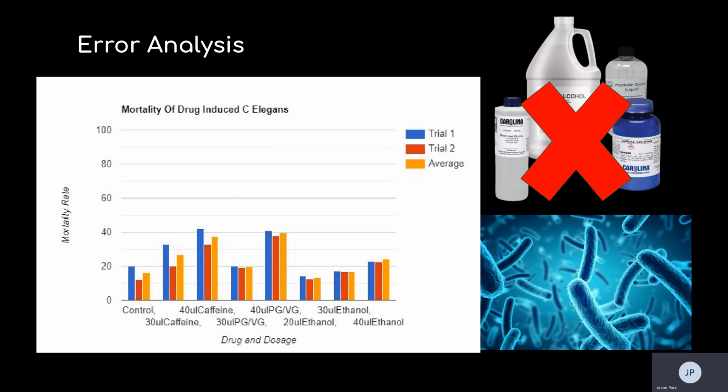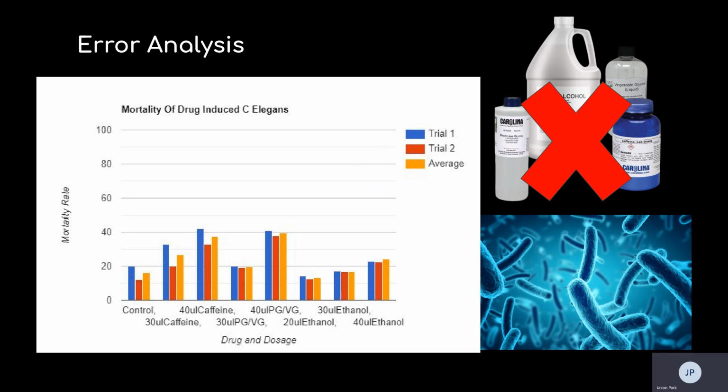Error analysis. While during experimentation, there were some errors that were unavoidable. My data was highly consistent and the standard error was low for most experimental groups. We can see that ethanol had really low mortality rates. This is probably due to the low ethanol concentration that I used. I did this because I didn't want to kill the E. coli that I was using to feed my C. elegans. I could try to administer the ethanol differently through microinjection or using a different model organism that does not rely on bacteria to survive.